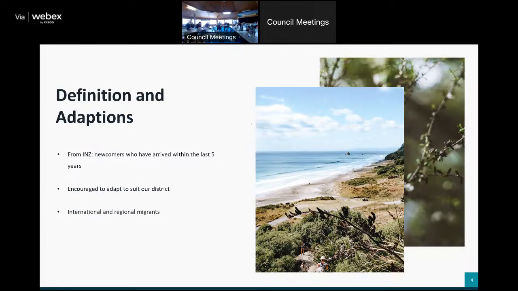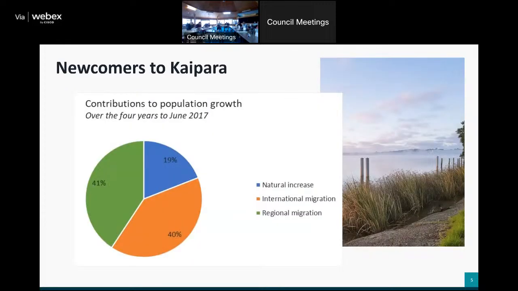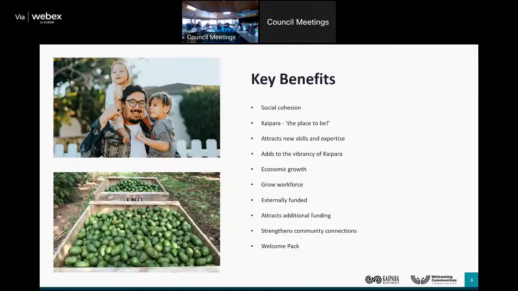Immigration New Zealand defines newcomers as migrants, former refugees and international students who have arrived in the last 5 years. For councils like Hamilton City, this definition fits perfectly. They have a university and they're a refugee settlement area. However, for Kaipara, newcomers to our district are mostly coming from other areas as regional migration, with the next highest group being international. So our welcoming plan will reflect our newcomer makeup and be more focused on regional and international migration.